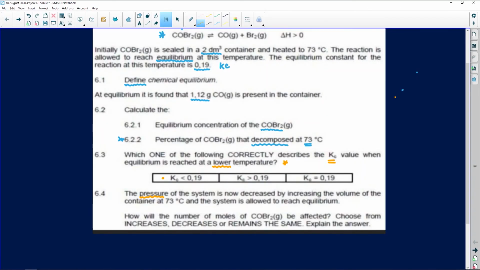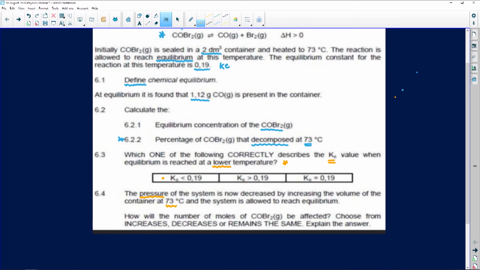Every time you think about pressure, think about gas molecules. Think of people in this room, all moving around, and then the room gets smaller and smaller, meaning the molecules are forced closer and closer towards each other, because the volume is getting smaller but the pressure is getting bigger. This is what is technically happening in a container. Now the pressure of the system is decreased by increasing the volume of the container at this temperature, and the system is allowed to reach equilibrium.